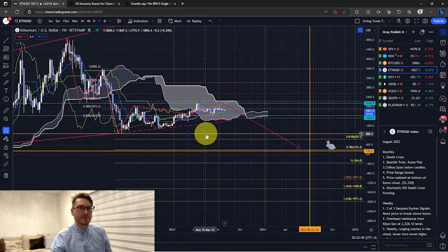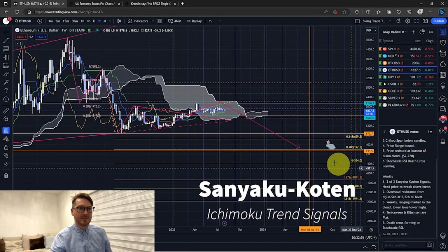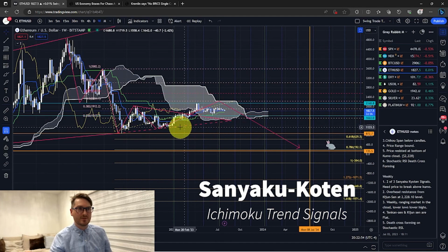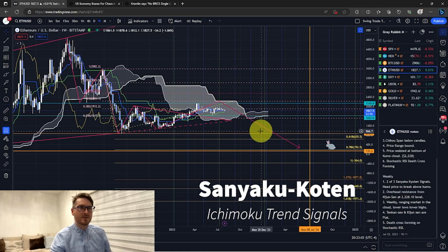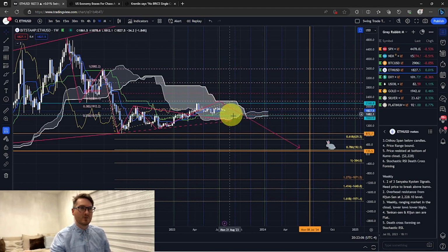Okay guys, we're down on the weekly chart, and you can see that we had 2 out of the 3 Sanyaku Kouten signals. We had a gold cross, we had the Chikou span above the candles, but price didn't break through the Kumo cloud yet, and it's just ranging inside the cloud here. We're getting lower lows and lower highs, so this price action is looking pretty bearish to me.